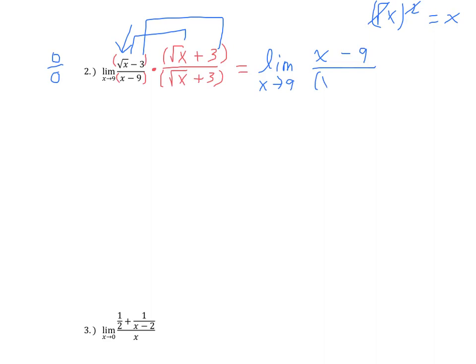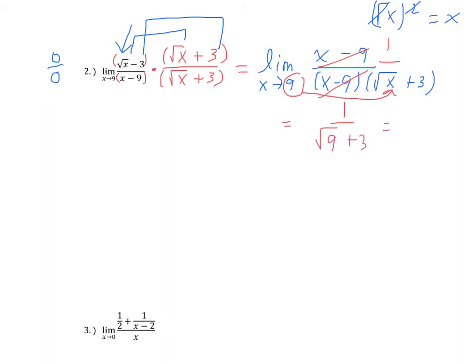At the bottom, I'm going to keep this in factored form. I'm going to keep this as is. Remember, our goal is to look for a common factor that we could cancel out. Well, notice that we have x minus 9 and an x minus 9. Those will divide each other out, leaving us with 1 up top. So from there, we're going to resubstitute. I could put my 9 in where I see an x. So I end up with 1 over the square root of 9 plus 3, which will give us 1 over 3 plus 3, or 1 over 6 for our final answer.